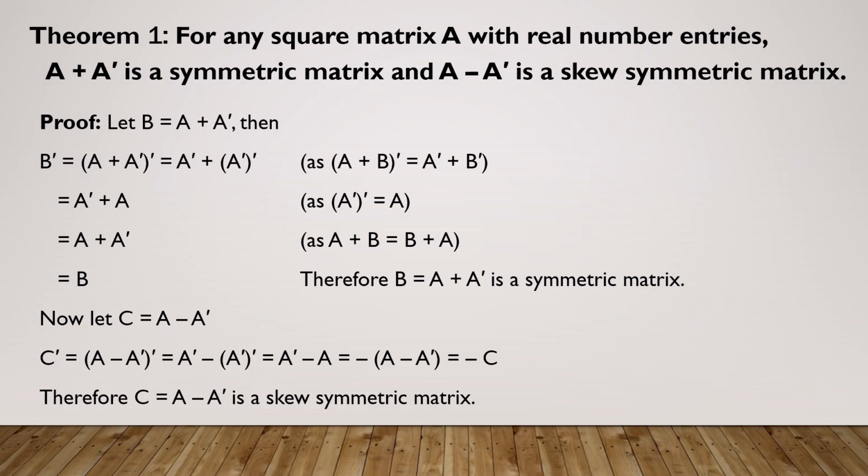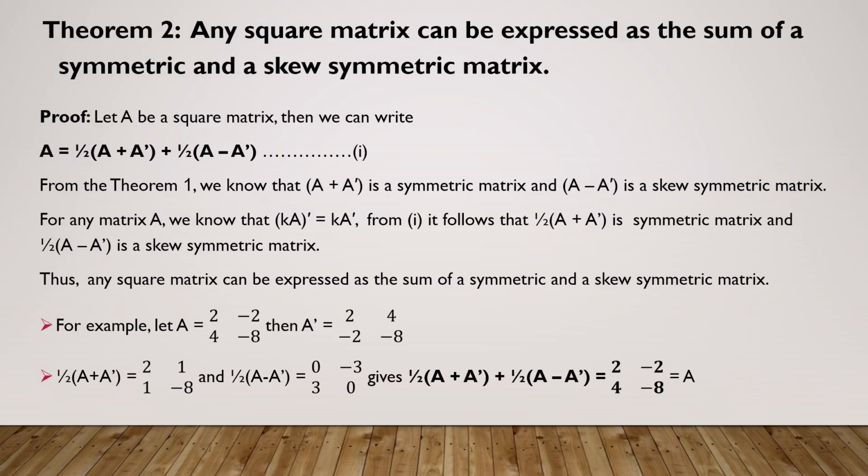Now take another matrix C which is A minus A transpose. Same way, take the transpose of C, simplify it. What will you get? A transpose minus A transpose transpose, means A transpose minus A. Can you write it as minus of A minus A transpose? Yes. So that is nothing but minus C. So we have obtained C transpose as minus C. So C is a skew symmetric matrix. But what was C? A minus A transpose. So we have proved that A minus A transpose is a skew symmetric matrix.